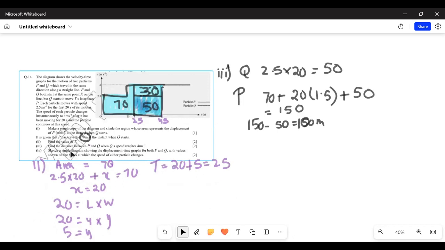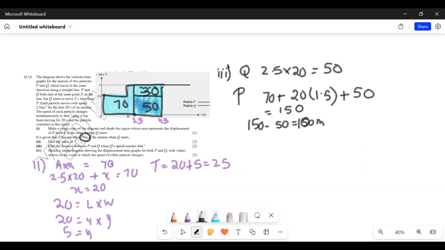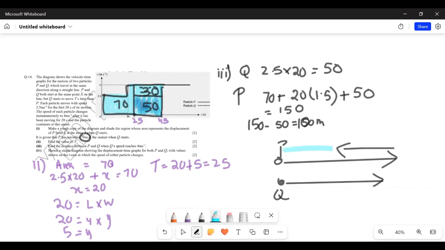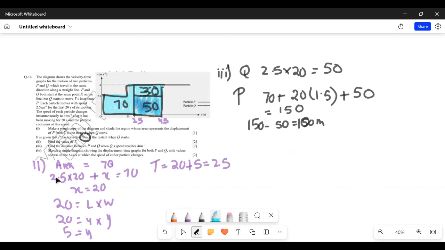Okay. Part 4. Sketch a single diagram showing the displacement time graph for both P and Q with values shown on the t-axis at which the speed of either particle changes. Okay, so you have to draw distance time graph, displacement time graph. इस क्वेश्चन में like we've discussed already, distance और displacement बिल्कुल एक ही चीज है क्योंकि the particle P is just going forward and particle Q is also just going forward. There's no return journey. अगर ये वापस आ रहा होता तो चलो हम डिस्प्लेसमेंट की फिक्र करते, डिस्टेंस कुछ और है, डिस्प्लेसमेंट कुछ और है. But since both the particles are going on a forward journey only, displacement and distance is the same thing in this question. So just treat it as distance. Don't let the word displacement confuse you here.